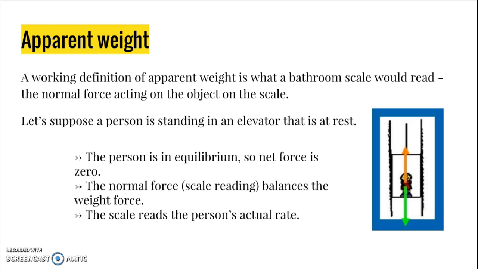So let's suppose a person is standing in an elevator that's at rest, right? So the person in this elevator is at rest, so the net force is going to be 0 because we're in equilibrium, right? So if we draw, this is actually not a complete free body diagram, but we're diagramming the forces. So we have the force of gravity acting down and the normal force acting up. So it's the force of the spring scale acting up on the person's feet. Because we're in equilibrium, these forces are going to be equal in magnitude, and the scale reads the person's actual weight.